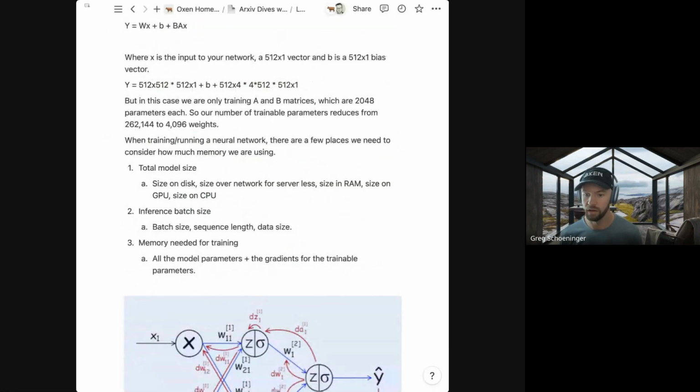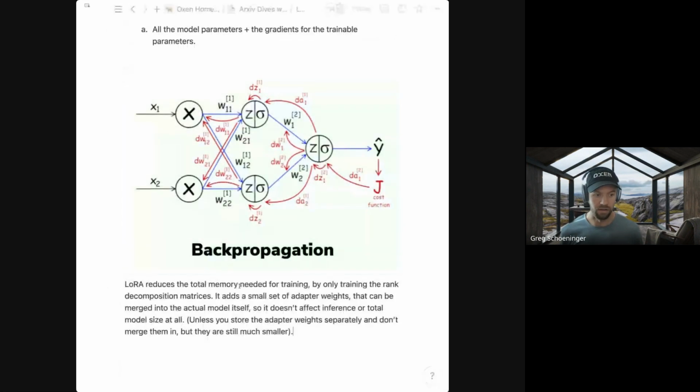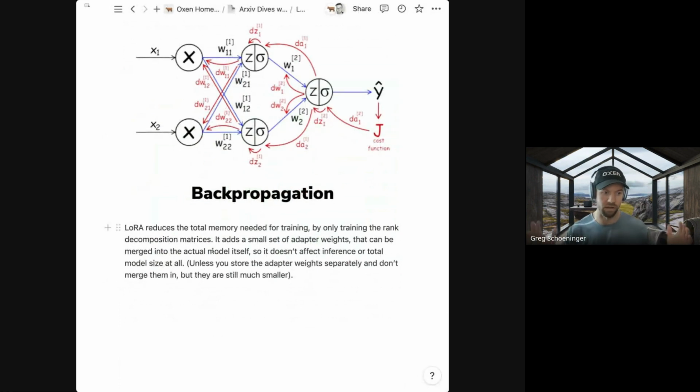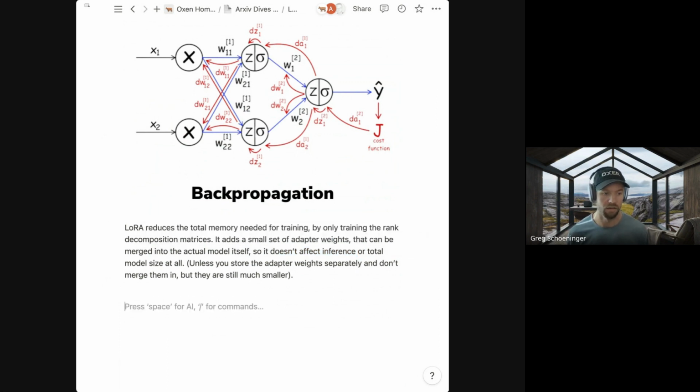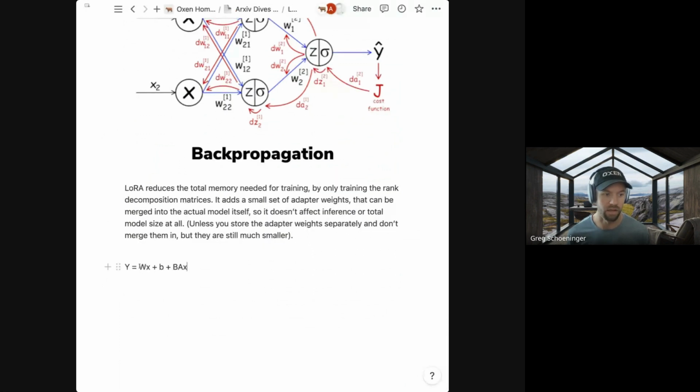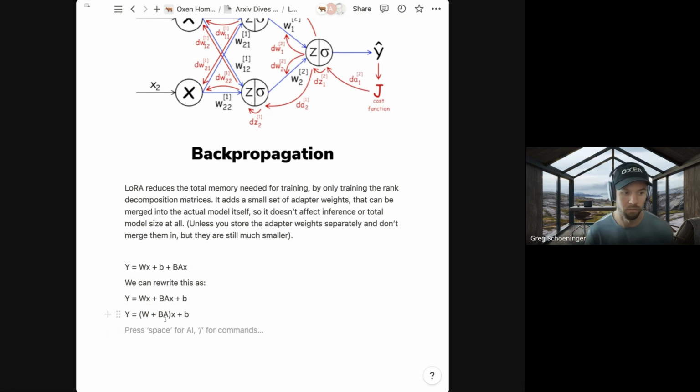I think another interesting thing about LoRA is not only does it reduce the total memory needed for training, but it also doesn't affect the forward pass at all, because you can take, again, that initial equation for LoRA, which is like Wx plus BA times X. You can rewrite that as putting these guys right next to each other because it's just addition. And then you can rewrite it again as factoring out the X in both of those, and then you're just adding W plus BA.